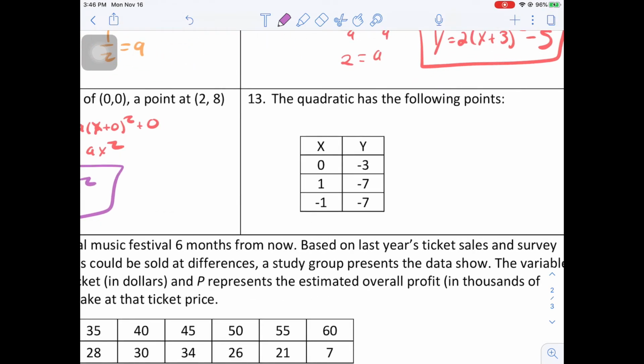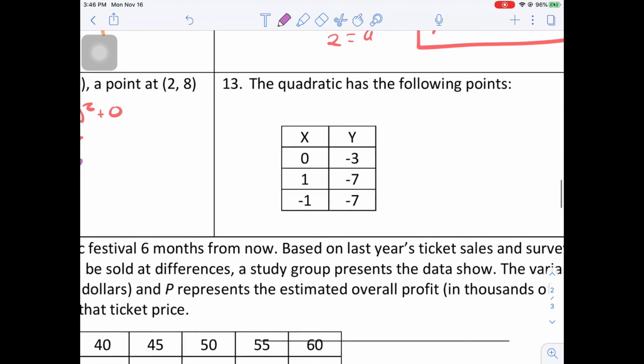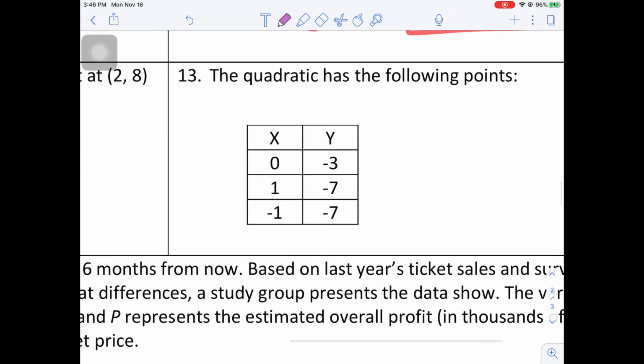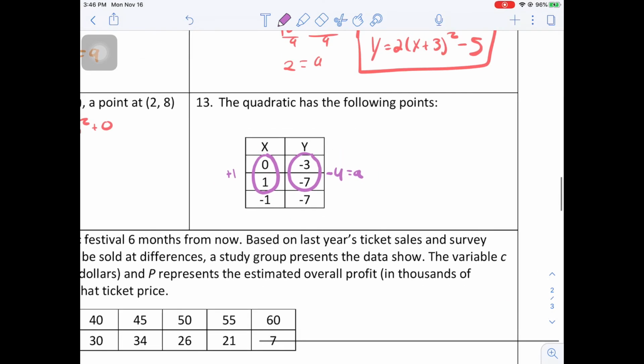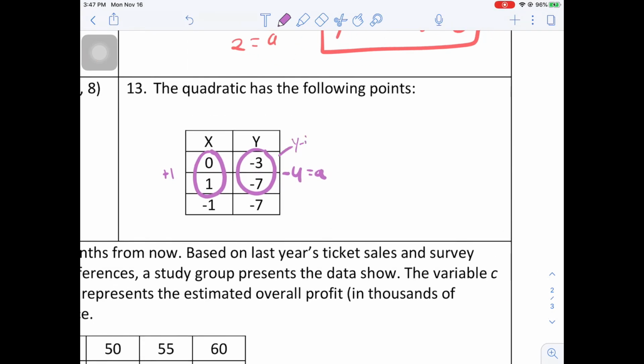And then the quadratic has the following points. So 0, -3, 1, -7, -1, -7. In class, I told you the nicest way to do this one. I didn't actually give the a value in this case, but we can figure out the a value, right? So this is going to be 0 to 1. So as we go to the right 1, how does this change? We go from -3 to -7, so that's down 4, right? So that's -4. So that tells us the a value is -4. So then we can go here. This is the y-intercept, or the c value.